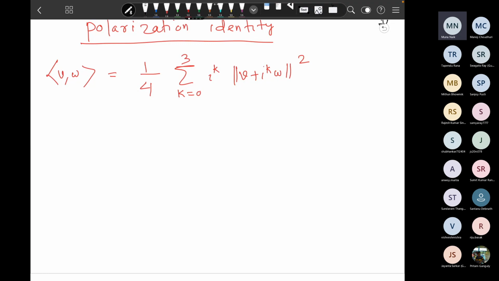Okay, now similarly, we have a polarization identity for a bilinear form. So what is this i? This is the complex i? Yes, yes. Yeah, this is the complex i.